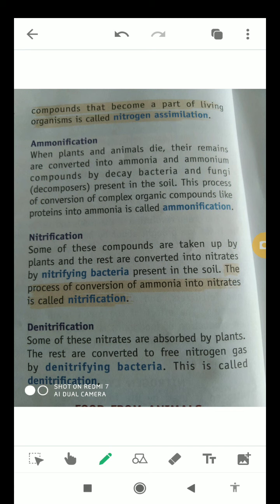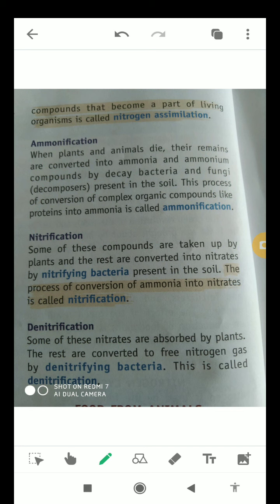The next process is known as nitrification. In this process, some of these compounds are taken up by plants and the rest are converted into nitrates by nitrifying bacteria present in the soil. So this process of converting ammonia into nitrates is called nitrification.